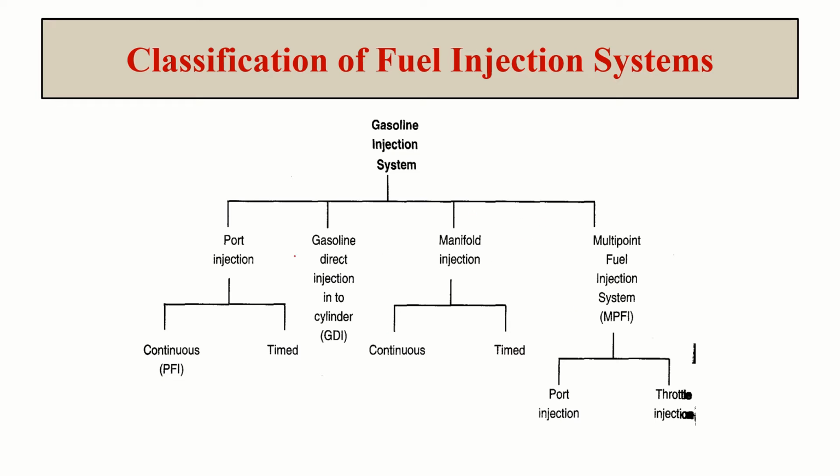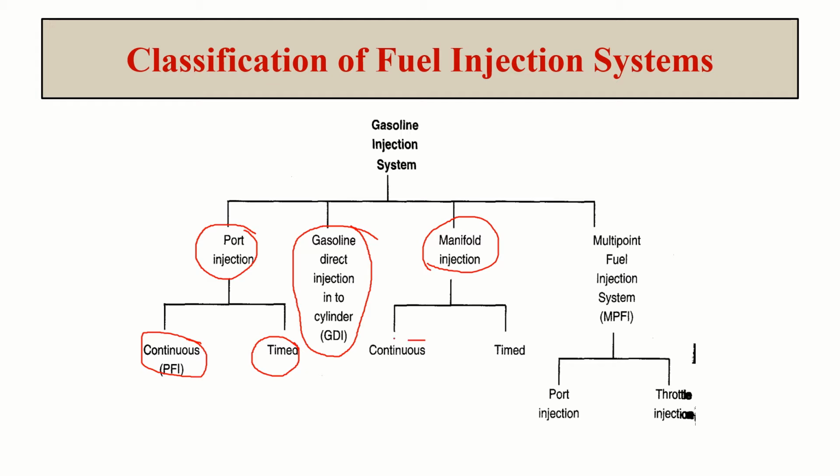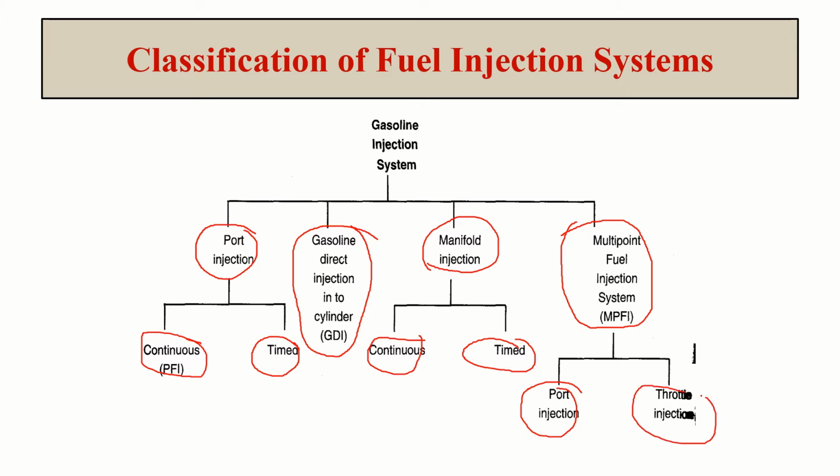For petrol engine, we can classify fuel injection system as port injection. In that, we have continuous injection and timed injection. Then we have gasoline direct injection into the cylinder, that we call GDI. Then there is manifold injection system. Again, in that we have continuous and timed. Then also we have multi-point fuel injection system. In that, again, port injection and throttle injection. Let us look at all these types.